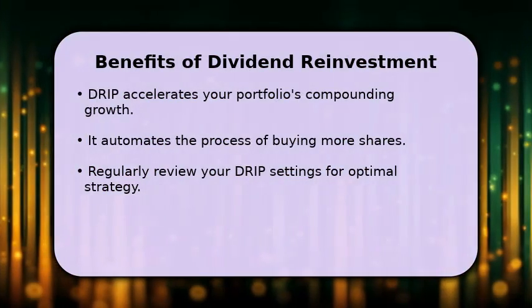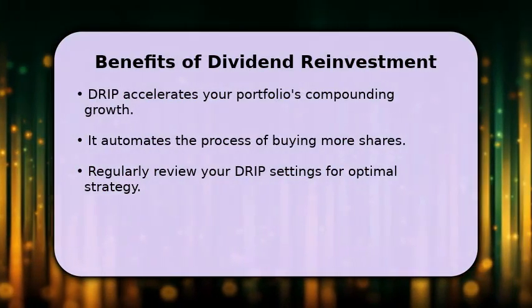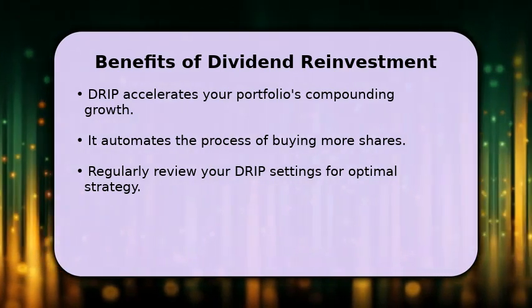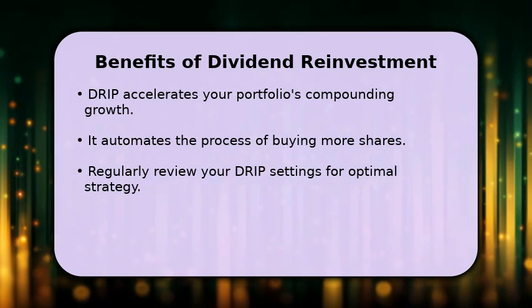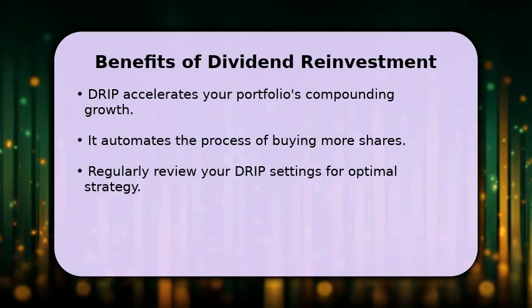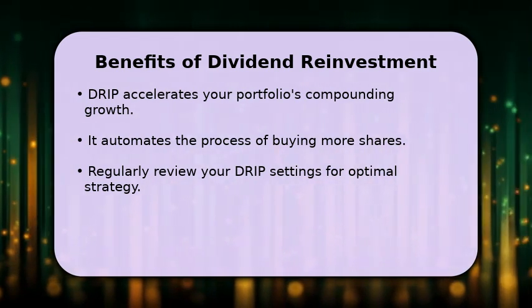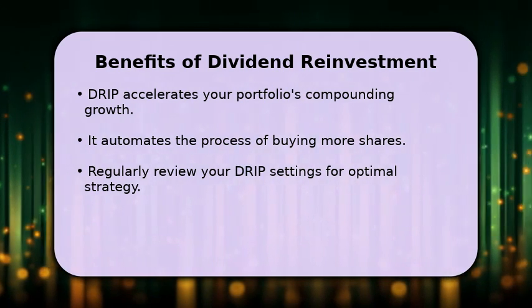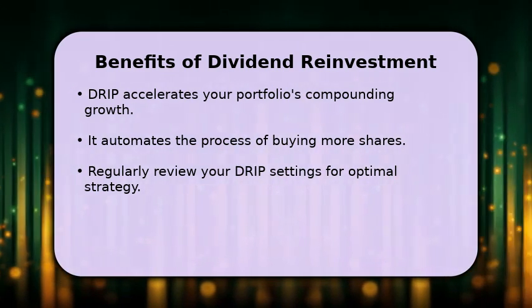The primary benefit of dividend reinvestment is the power of compounding. By automatically buying more shares, your future dividends will be even larger, leading to exponential growth over time. This hands-off approach saves you time and ensures your capital is continuously working for you. Periodically check your settings to confirm DRIP is active for your desired investments.